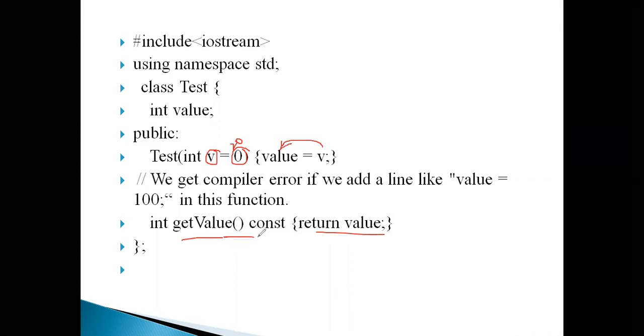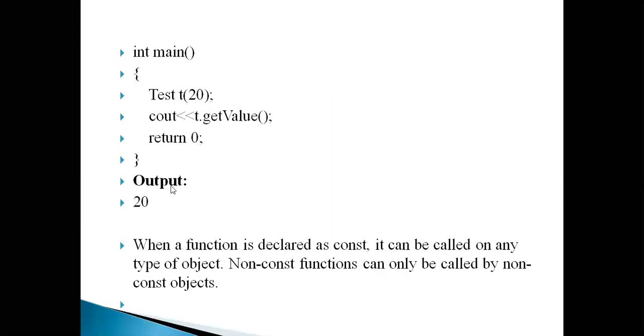When I execute this program, it simply returns the value. Whatever value I pass, the same value will be returned. The value I passed is 20, so here it generates 20 as the output. This is nothing but a constant member function.